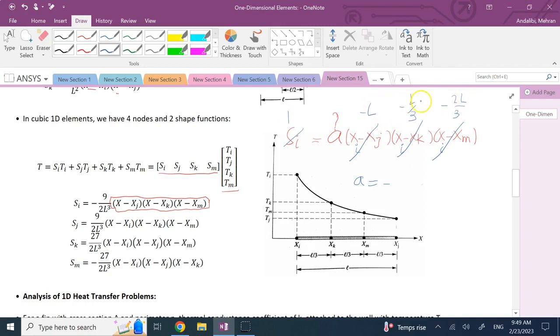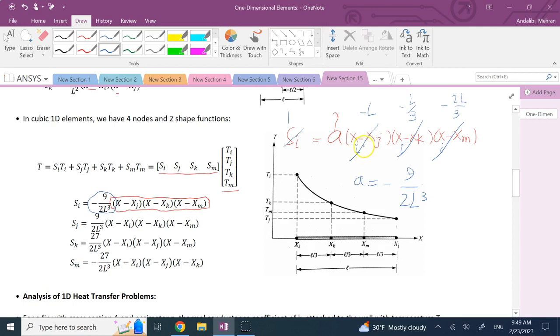And the product of all this is what? L cubed 2 over 9, right? So it's 1 over that, which is 9 over 2L cubed. And that's exactly this guy here. Right? So finding these coefficients is not that hard.